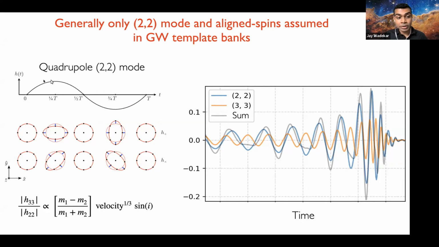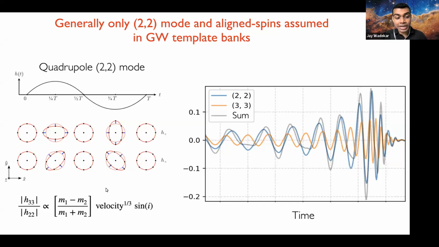So for example, once the binary is in orbit, you get 2 cycles of the gravitational wave. Here I've shown a typical gravitational wave waveform, and other than this 2-2 mode, general relativity predicts that there should also be these higher harmonics. For example, this 3-3 mode, where the frequency is thrice the orbital frequency, and here I've also shown the sum of these 2 waveforms.